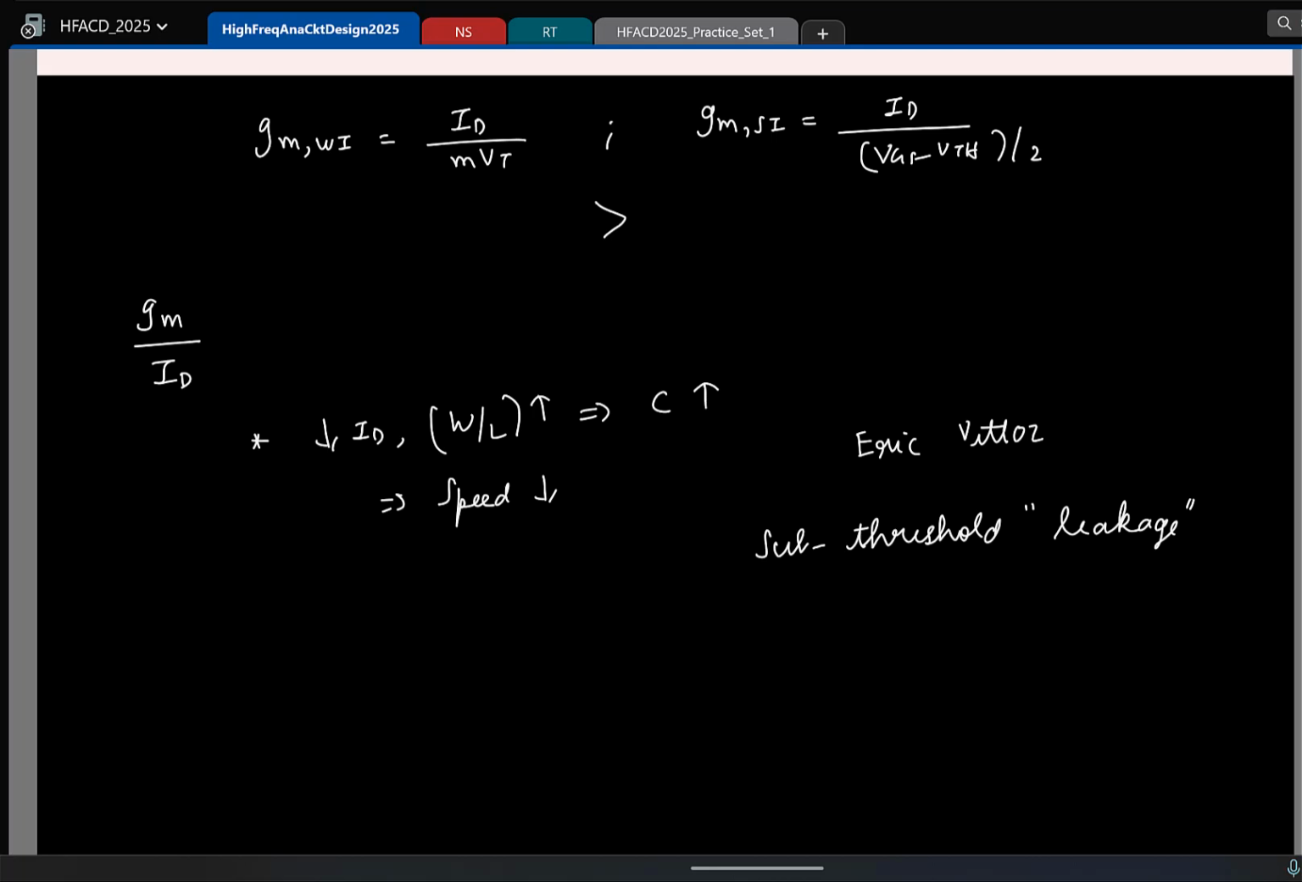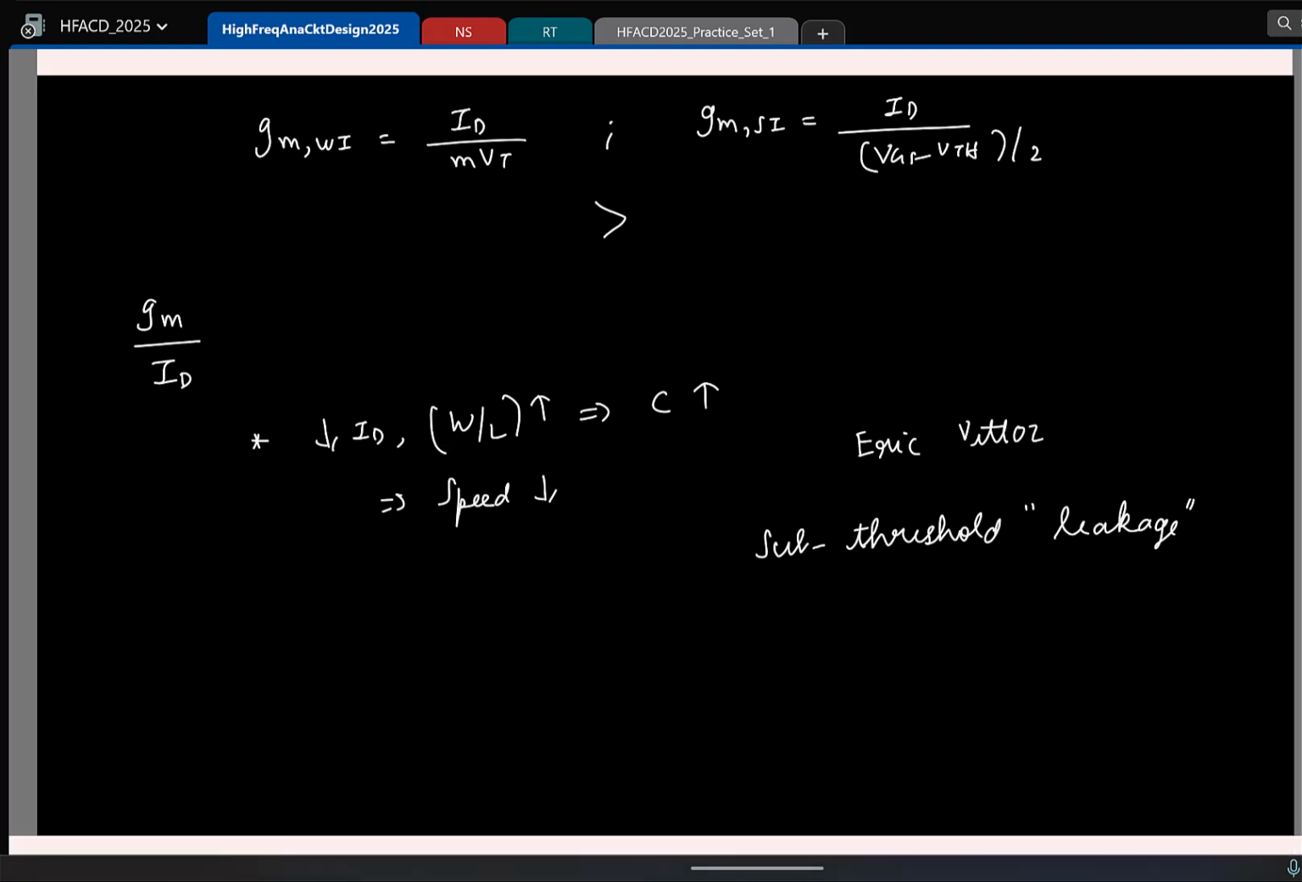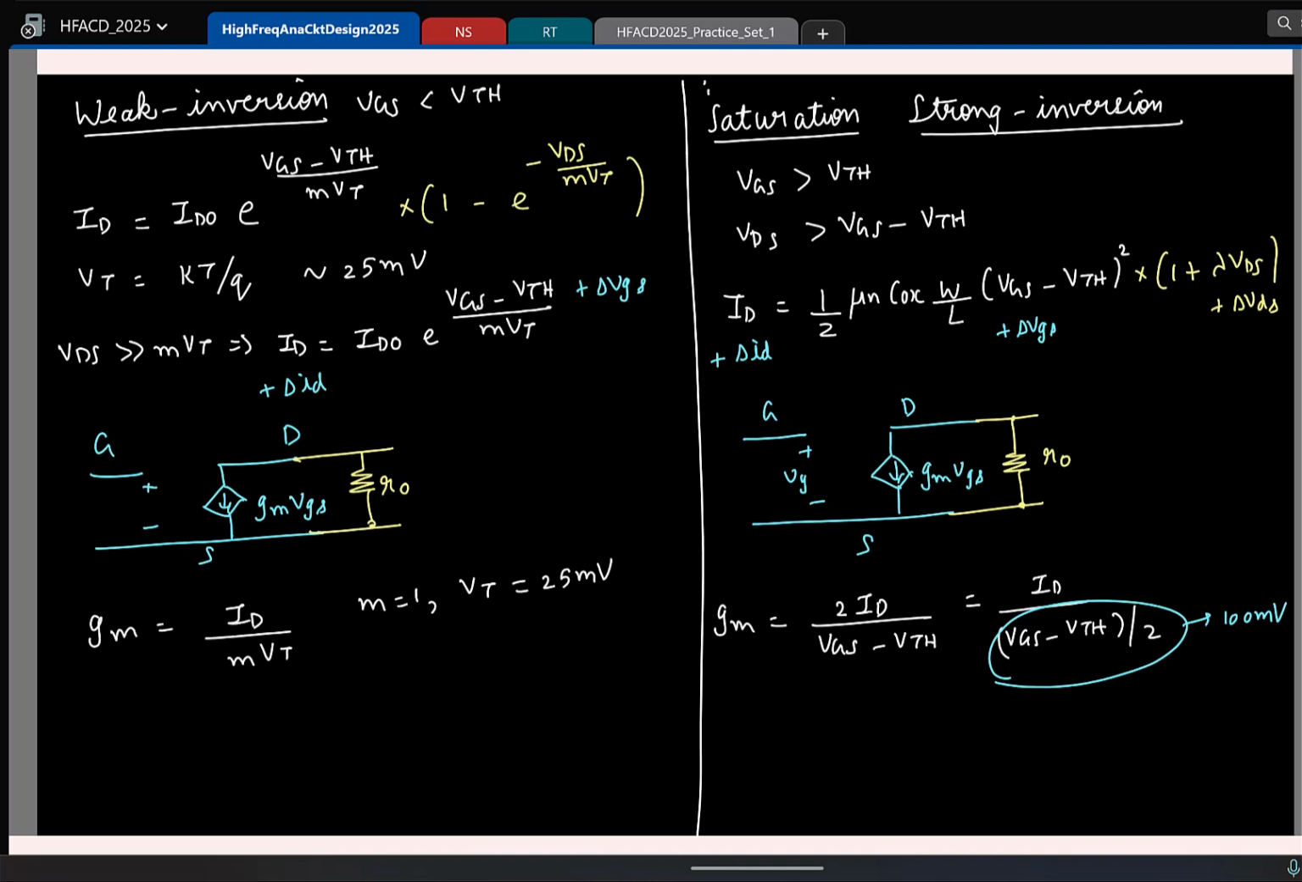The speed, as I mentioned, it's this one, because the currents are going to be small, and to bias the transistor in weak inversion, your sizes will be really large. So capacitance increases, so together it reduces speed. So because of the speed reasons, we'll mainly try to bias the transistor in saturation. When I say saturation, it is in strong inversion, okay?